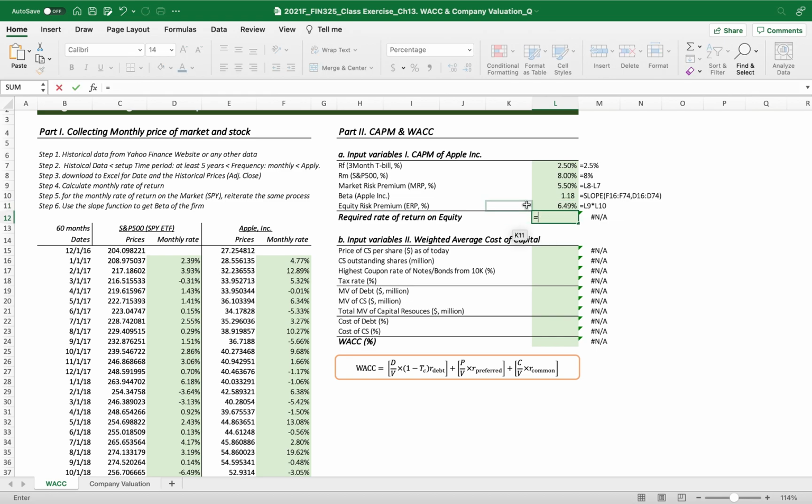Required rate of return is, now we add the risk-free rate again, right? And then we got 8.99, which is the required rate of return of Apple, or the cost of a common stock. Now let's calculate the WACC.